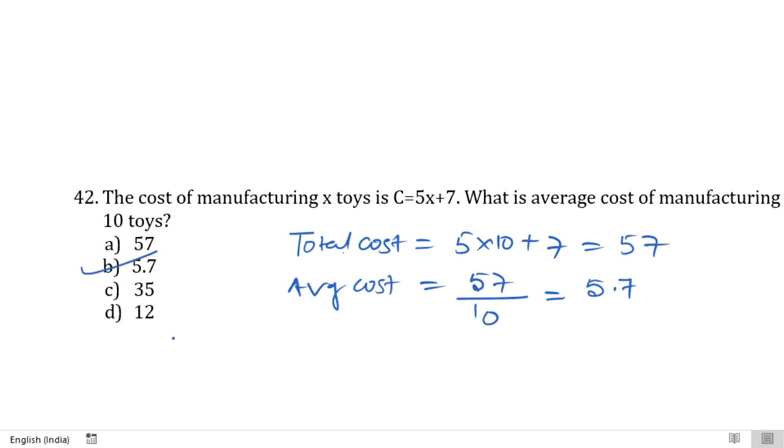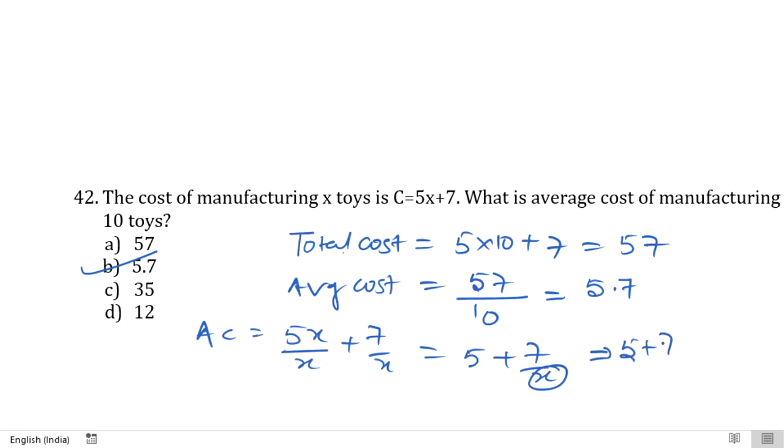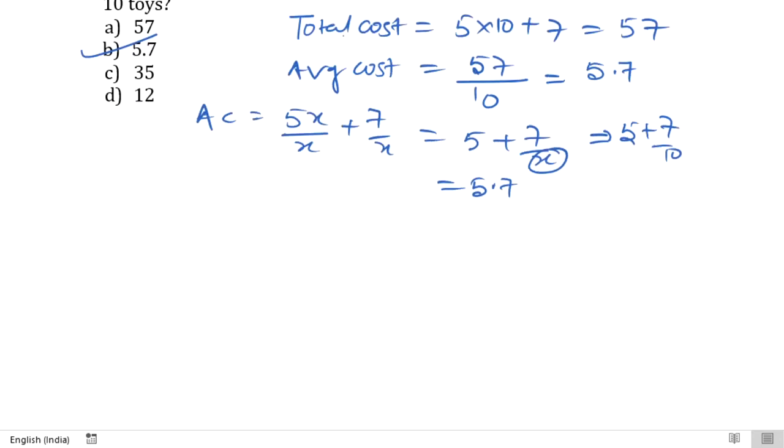Otherwise, what you could have done is, I could have solved in this way also. AC is equal to 5x upon x plus 7 upon x. That gives me how much? 5 plus 7 upon x. Now the value of x is how much? 10. So I would have got 5 plus 7 upon 10, which is equal to how much? 5 plus 0.7, which is equal to 5.7. So it's the same thing, right? Whatever approach that you are taking to solve MCQ, everything is fine as long as I'm getting the right answer. Moving on to the next question.